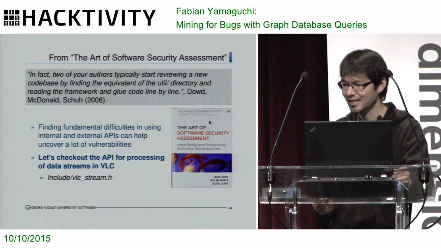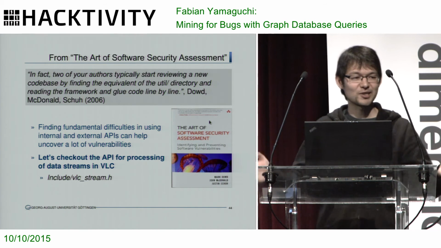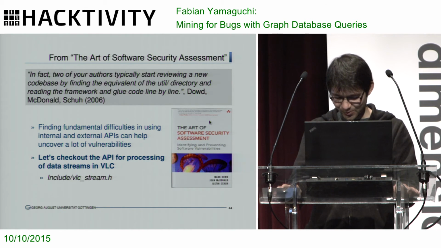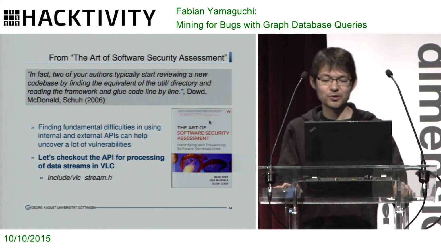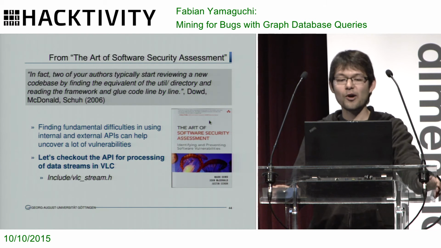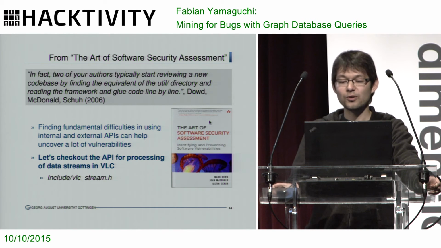All right. So that's the first example. Of course, the question kind of arises, what do I search for? Well, one of the things that I found very inspiring about this question is something said in a book called The Art of Software Security Assessment, which is a really cool book if you're into code analysis. And in that book it says, in fact, 2 of our authors typically start reviewing a new code base by finding the equivalent of the util directory and reading the framework and glue code line by line.